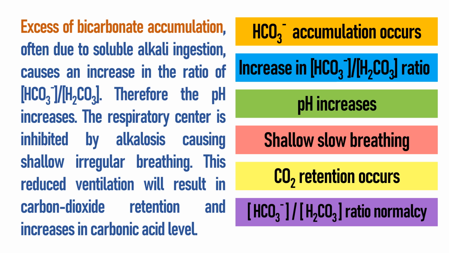Therefore, the pH increases due to a relative deficit of carbonic acid in blood. The respiratory center is inhibited by alkalosis, causing shallow, irregular breathing. As a compensatory mechanism, this reduced ventilation will result in carbon dioxide retention and increase in carbonic acid level. The bicarbonate-carbonic acid ratio then tends to be restored towards normalcy as the levels of both in blood are increased.